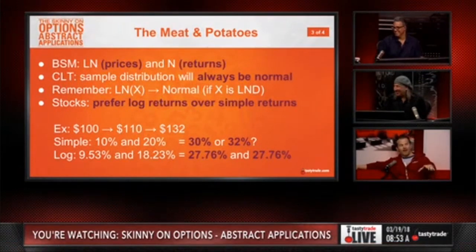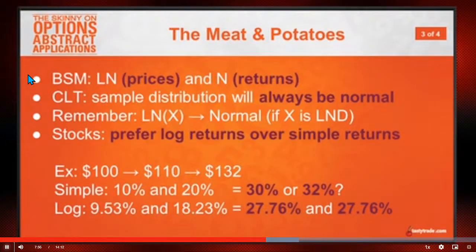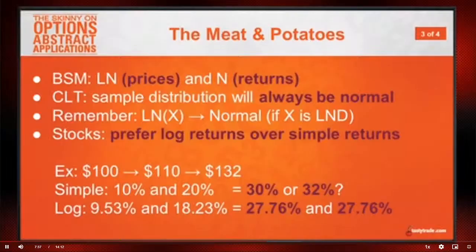So here's the meat and potatoes, or in honor of pecan lives, maybe the brisket and the collards. So here we go. The Black-Scholes model, which is the centerpiece that we base so much of what we want to do around, assumes two things. It assumes that prices are log normally distributed, which makes sense. It also assumes that our returns, which is what we really care about, are normally distributed.